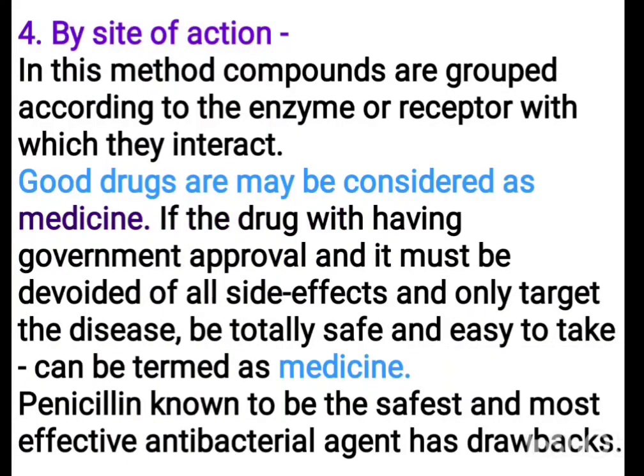Okay. Next one, by site of action. In this method compounds are grouped according to the enzyme or receptor with which they react. So always remember, when drugs are taken into our body, they react at some particular site. This site may be a receptor, an enzyme, or something else. Depending on which site the drugs react at, we classify them in many categories, and this type of nomenclature is termed by site of action.